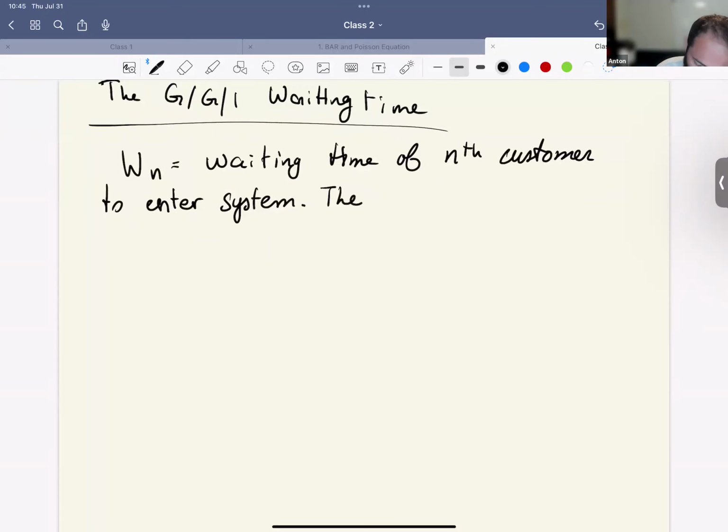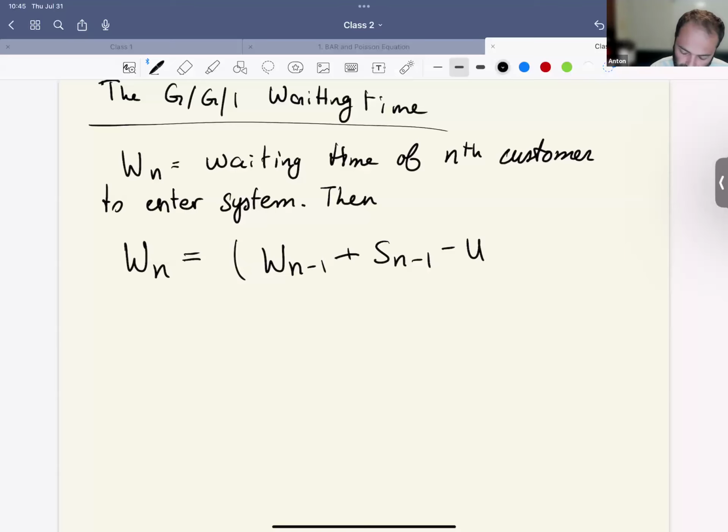Then the waiting time of the nth customer is equal to the waiting time of the previous customer, plus the service time of the previous customer, minus the inter-arrival time of the current customer, and we write the plus, so it's the positive part, the non-negative part. And for convenience, let's call this thing X_n.